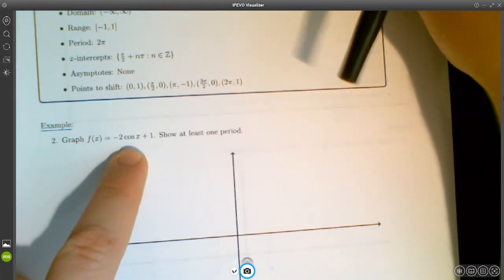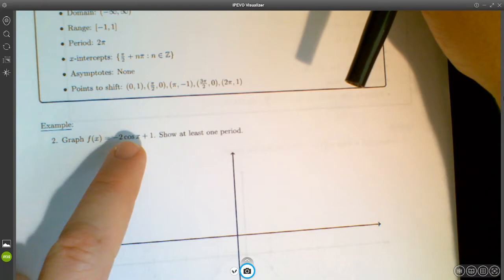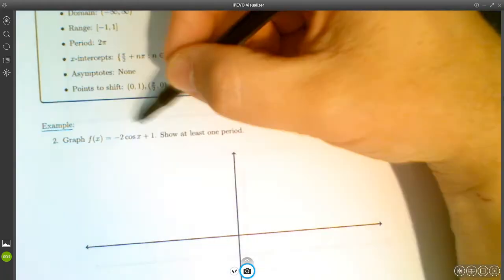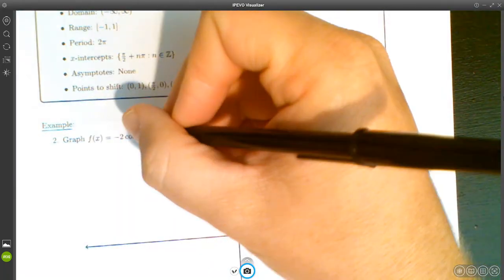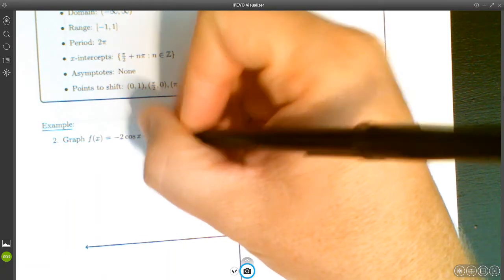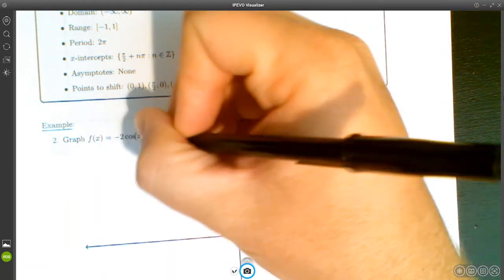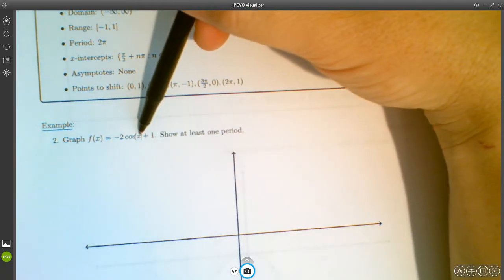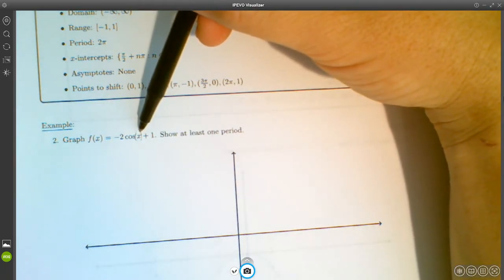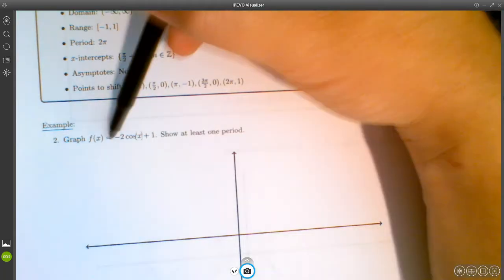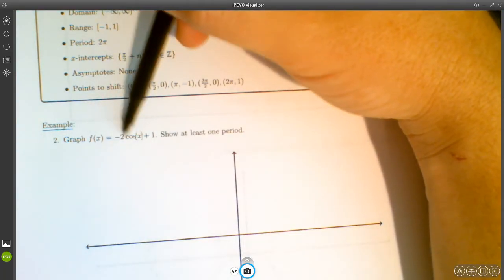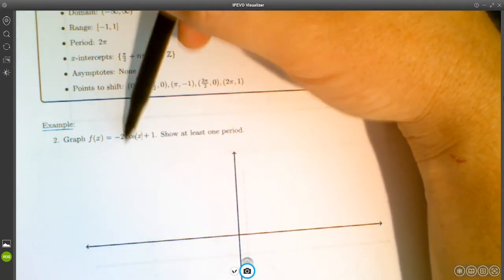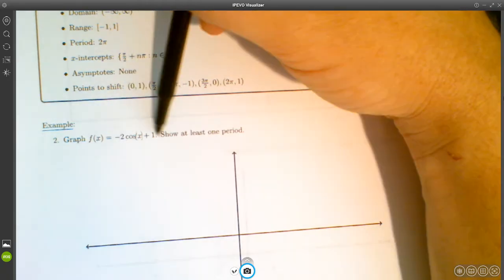Anyway, so let's graph negative 2 cosine x plus 1. By the way, it's not x plus 1 in parentheses, it's cosine x, plus 1 on the outside. So we're not going to be shifting left and right at all, but we will be multiplying the outputs by a factor of negative 2, and then adding 1 to them.